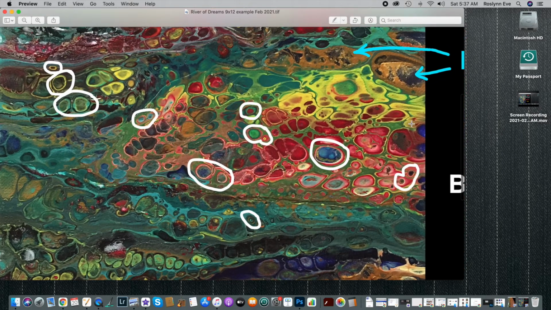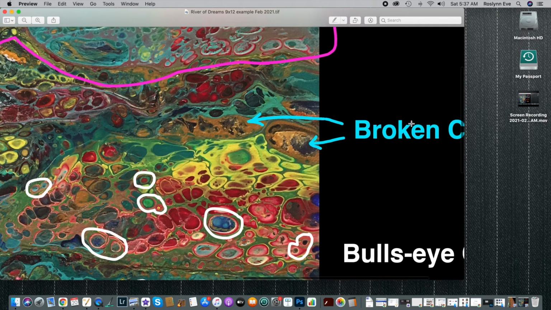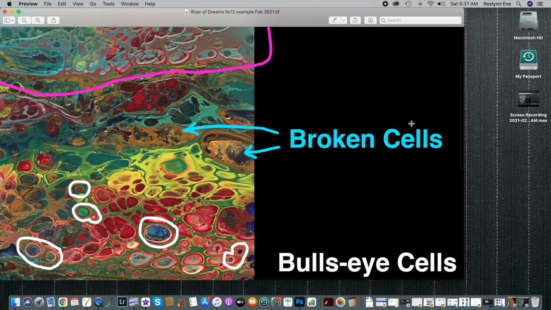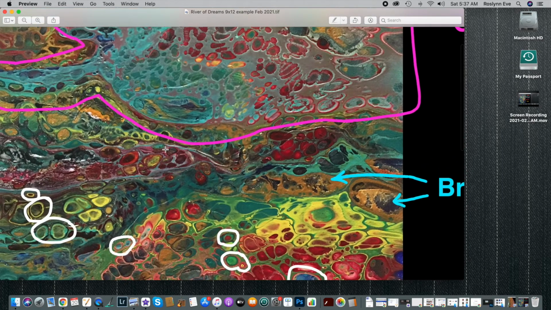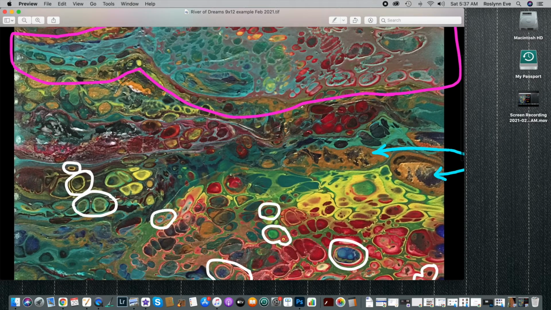The only other thing I wanted to discuss on this one is the broken cells. This is what broken or disintegrated cells look like, the ones the blue arrows are pointing to. See how it doesn't have a nice edge on it, it's all rough and choppy and broken. That's broken cells. We do have more over here as well in the red. So that covers broken cells.